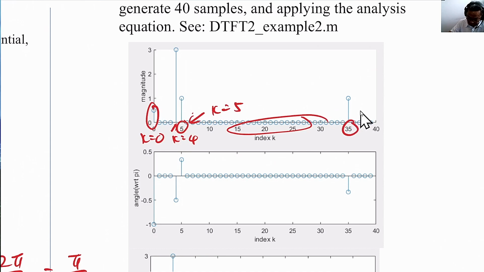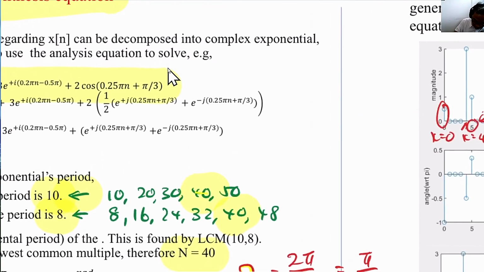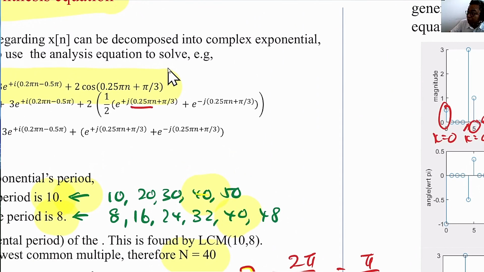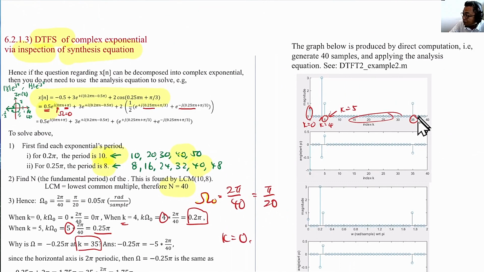Let's see why. Why is there something interesting at k equals 35? It is because of this cosine. Remember, the cosine has 0.25 pi as well as minus 0.25 pi. What is minus 0.25 pi? Then you will be thinking that there will be a minus k. Well, it can be a minus k, or we can also use the positive frequency. So actually, the index k equals 40 is the same as k equals 0. So k equals 35 is the same as k equals minus 5.